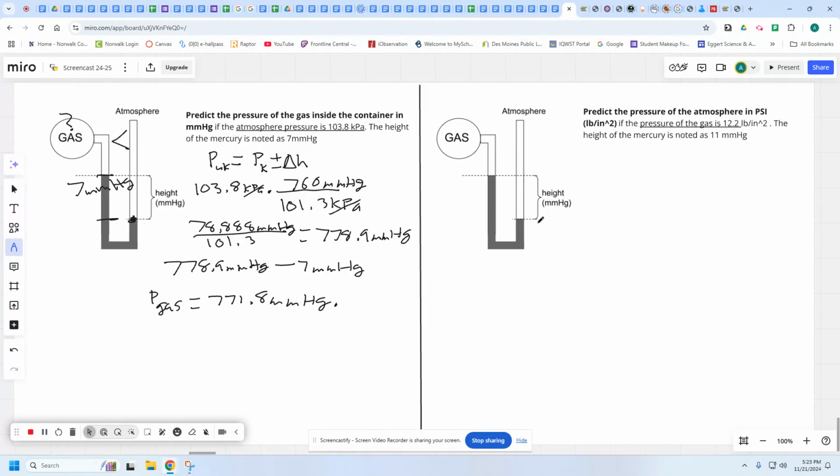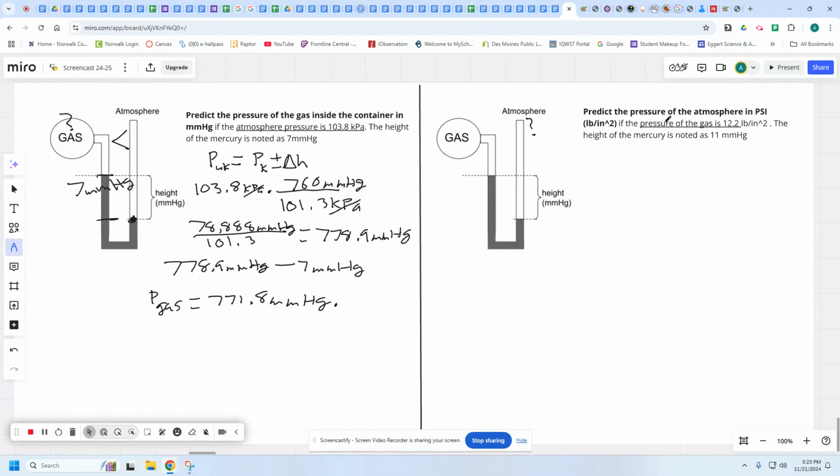Now take a look at the problem on the right, and you can feel free to pause the video and try this one completely on your own before resuming. In this example, I want you to predict the pressure of the atmosphere this time. So I like to come over here and mark that this is the question mark side, and I want you to get that in PSI, otherwise known as pounds for every inch squared.